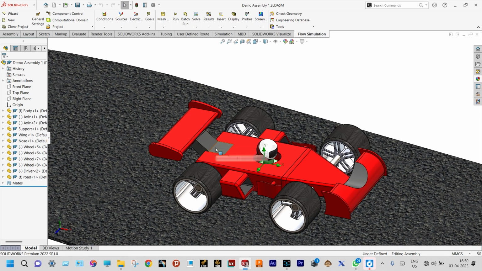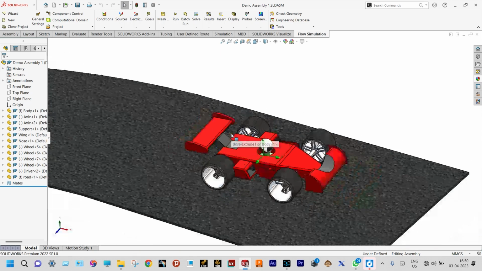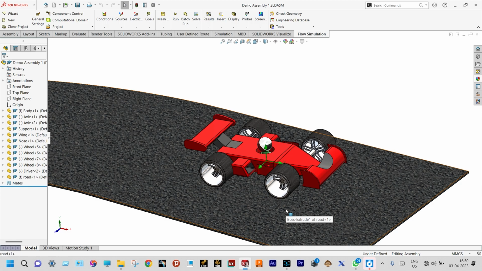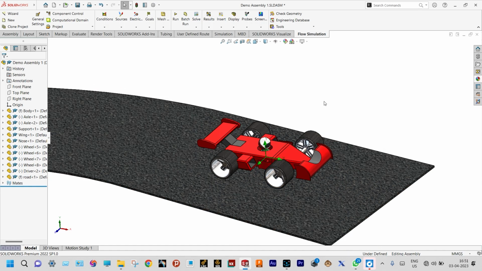All these different parts we have assembled, and finally, after assembling the Formula 1 car, we have fixed it on a road surface, right? You can see the wheels are also rotating. Here in this analysis we will provide some kind of rotation to these wheels. First of all, we need to create the flow simulation environment using the Flow Simulation Wizard.